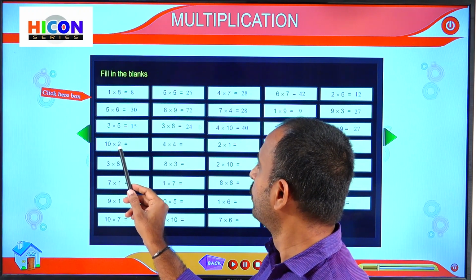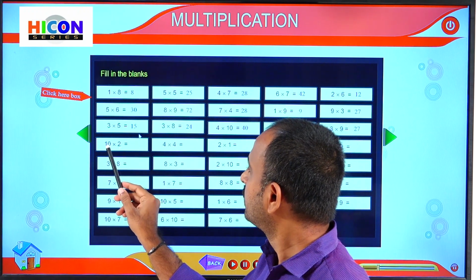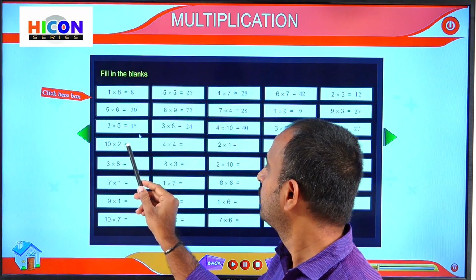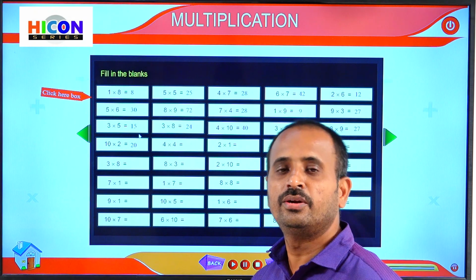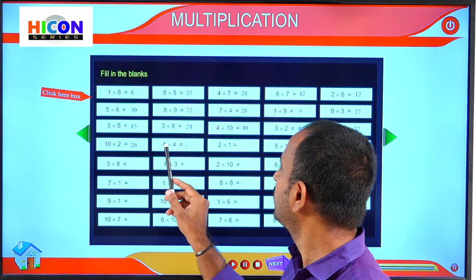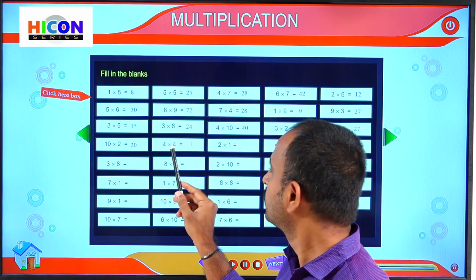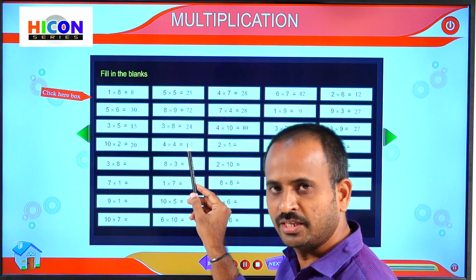So 10 into 2, that is 10 2 jar. In the 10th table, 10 2 jar, how much? 10 2 jar, 20. So see the next one. 4 into 4, that is 4 4 jar. So 4 4 jar, 16.